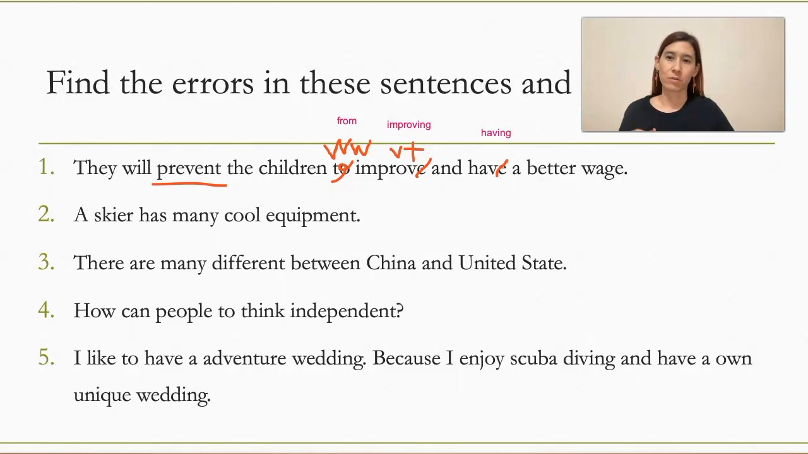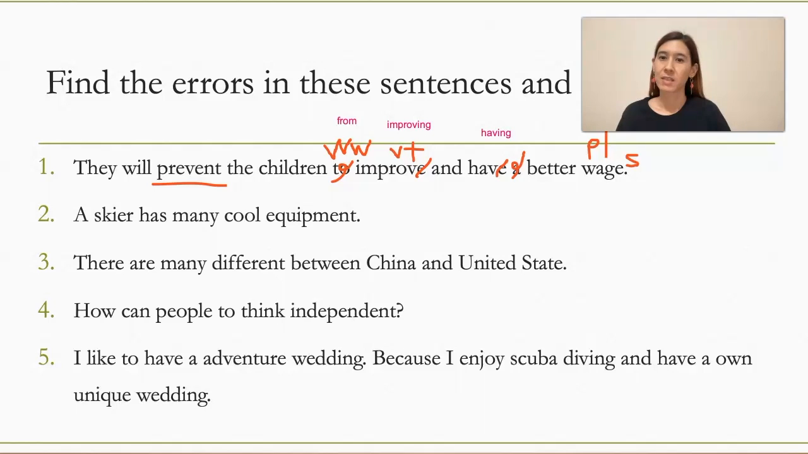And then we're talking about children. That is more than one person, more than one child. So here wage should be wages. Again, if your teacher's using correction symbols, it will be PL for pluralize. Pluralize means add an S if it is a regular noun and it's countable. So we should have, they will prevent the children from improving and having better wages.